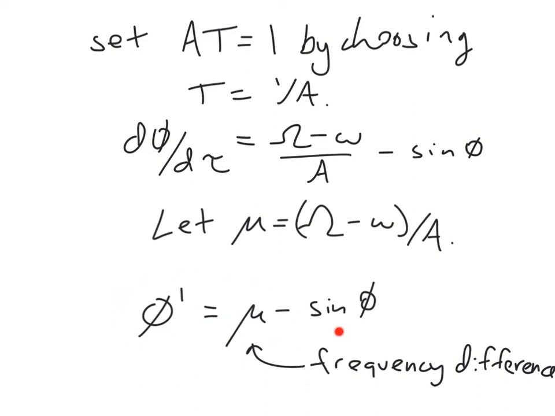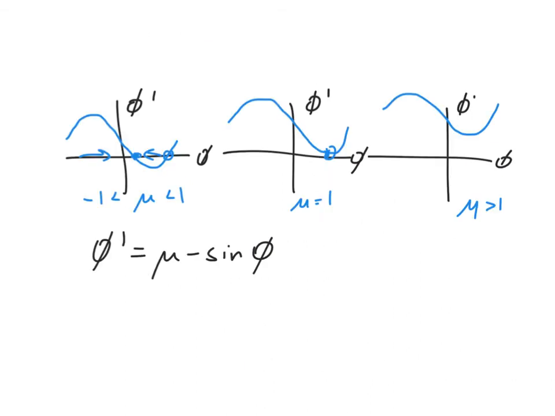So this is the equation that we're analyzing to understand the phase difference. When mu is between -1 and 1, we're subtracting sine phi, and so we get a picture that looks pretty much like this, where there are 2 points of intersection, and the first one is going to be stable, and the second one is going to be unstable. So there are 2 fixed points present for this range of the parameter. And then when mu is equal to 1, we're right at the saddle node bifurcation. There's exactly 1 fixed point. And when mu is greater than 1, there are no fixed points.